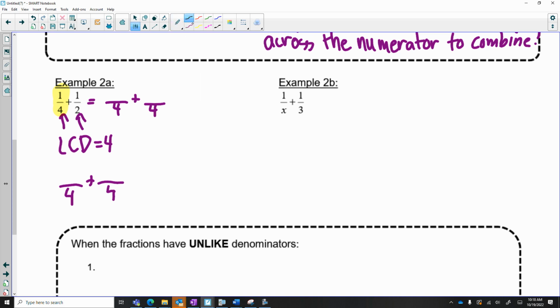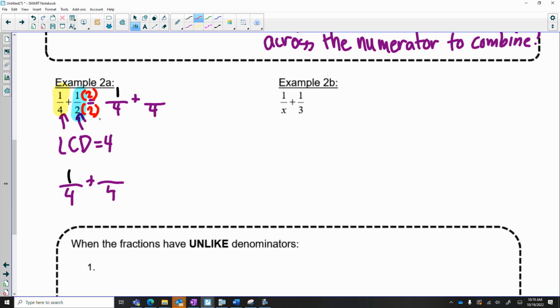I'm just going to leave it 1/4. But now the second fraction, 1/2, needs to become a 4 for the denominator. So how is it going to get to 4? Well, it needs to be multiplied by 2. Now remember, you can't just multiply by 2 randomly. So what you have to do is multiply the top and the bottom of the fraction by 2.